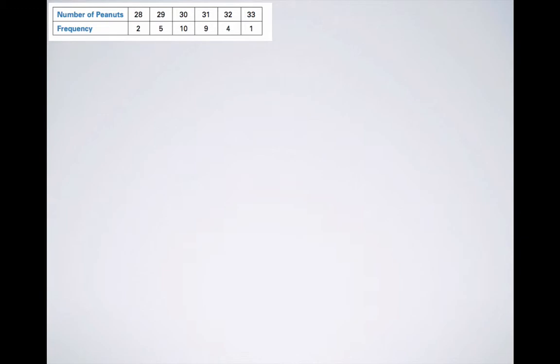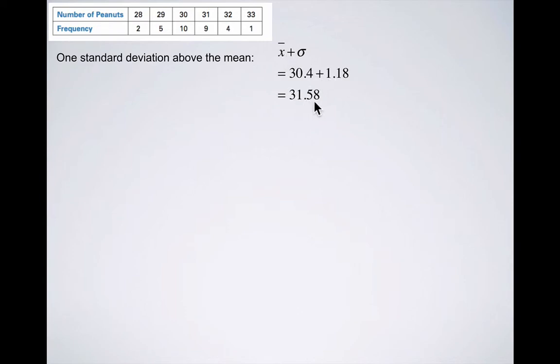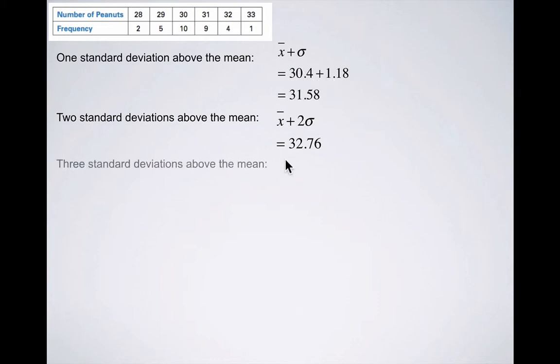So if we take a look at how the standard deviation relates to the data, we can calculate what one standard deviation above the mean is. And we take the mean and add one standard deviation to get 31.58. 2 standard deviations above the mean would be 32.76, which is basically 30.4 plus 2 times 1.18. 3 standard deviations above the mean would be 33.94.